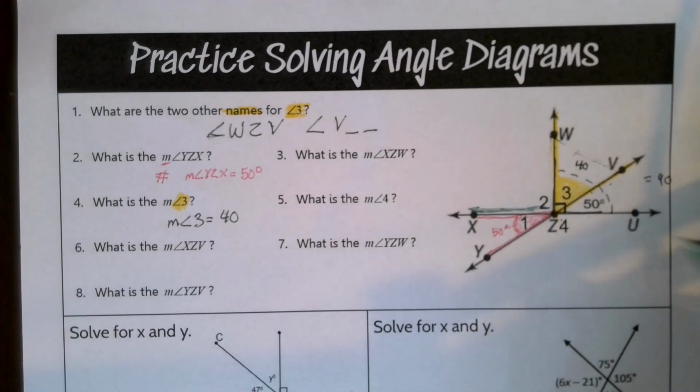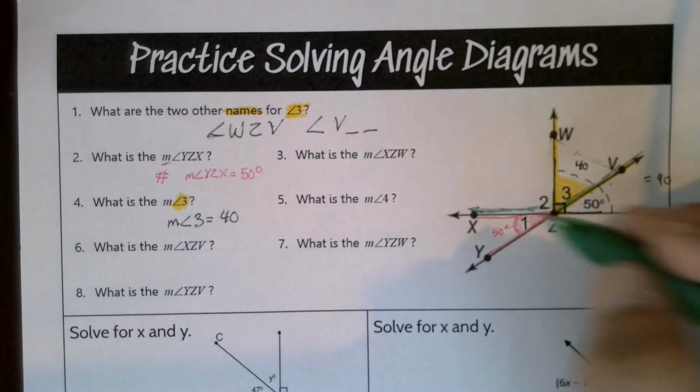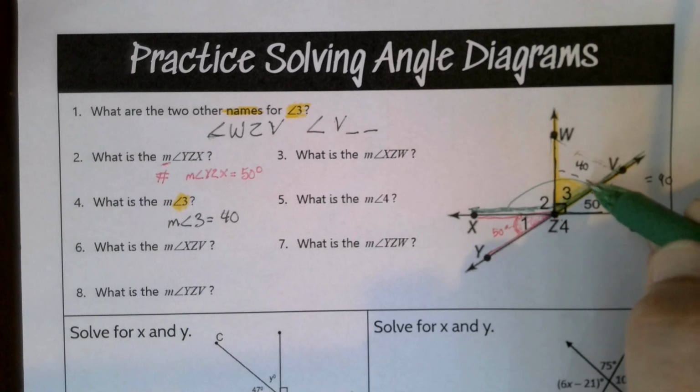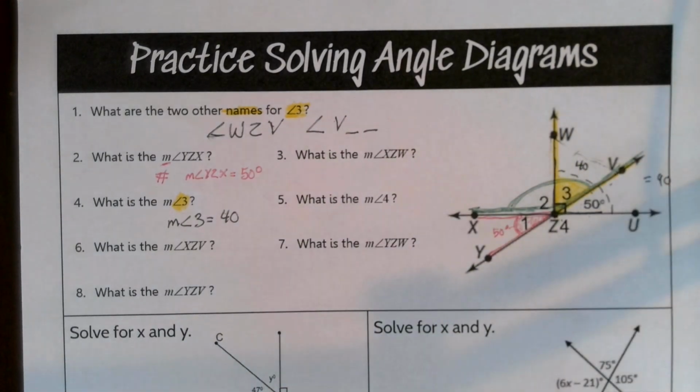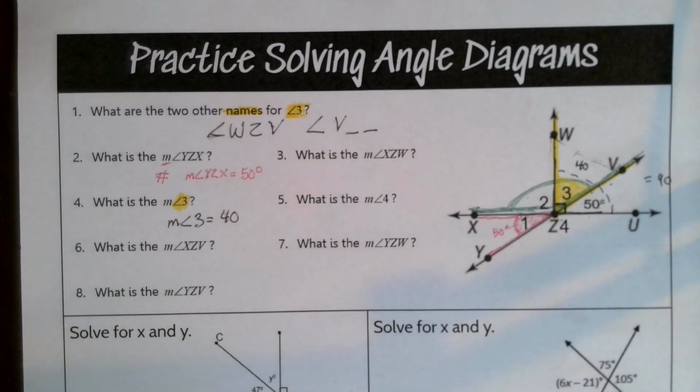Here's X. Here's Z. And then V. Where's V? Way the heck up here. Okay. That looks like it's going to be a challenge. When they talk about XZV, they're talking about this entire angle from here all the way here. So it's a combination of angles 3 and 2.